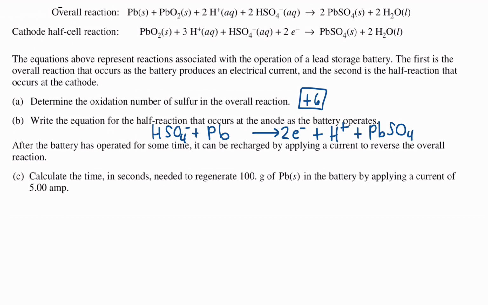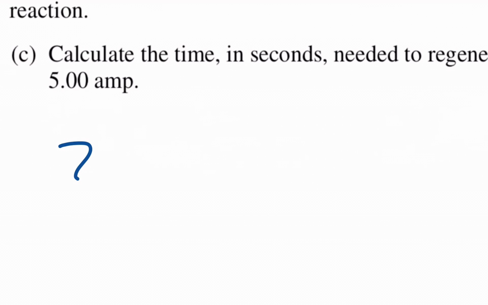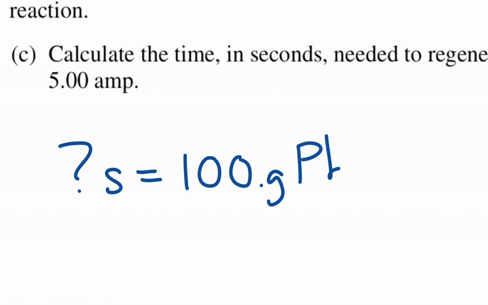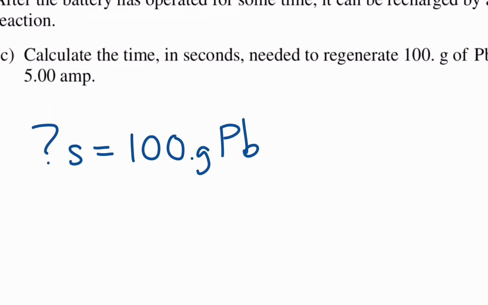Lastly, after the battery operates for some time, it can be recharged. This is true. This is how you recharge a lead storage battery, by applying a current. How much time is needed to regenerate 100 grams of solid lead by applying 5 amps? This is a dimensional analysis question. So how many seconds are needed to regenerate 100 grams of solid lead? We need to use the current and the mass and other features we know about, constants like the molar mass of lead and Faraday's constant, and get into seconds.